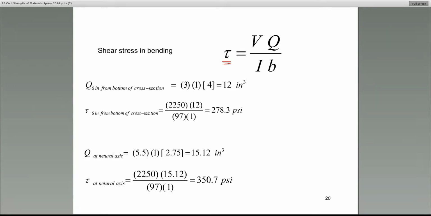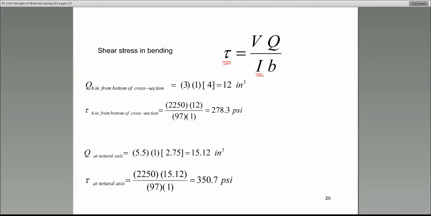I want you to understand the ingredients that go into this equation. Starting from the numerator, V. V is the shear force, and that we get from the shear diagram. All right? Q, if you don't mind, I'll get back to Q in just a minute. Denominator, I. Guys, this is the moment of inertia about the neutral axis. We've been talking about it.